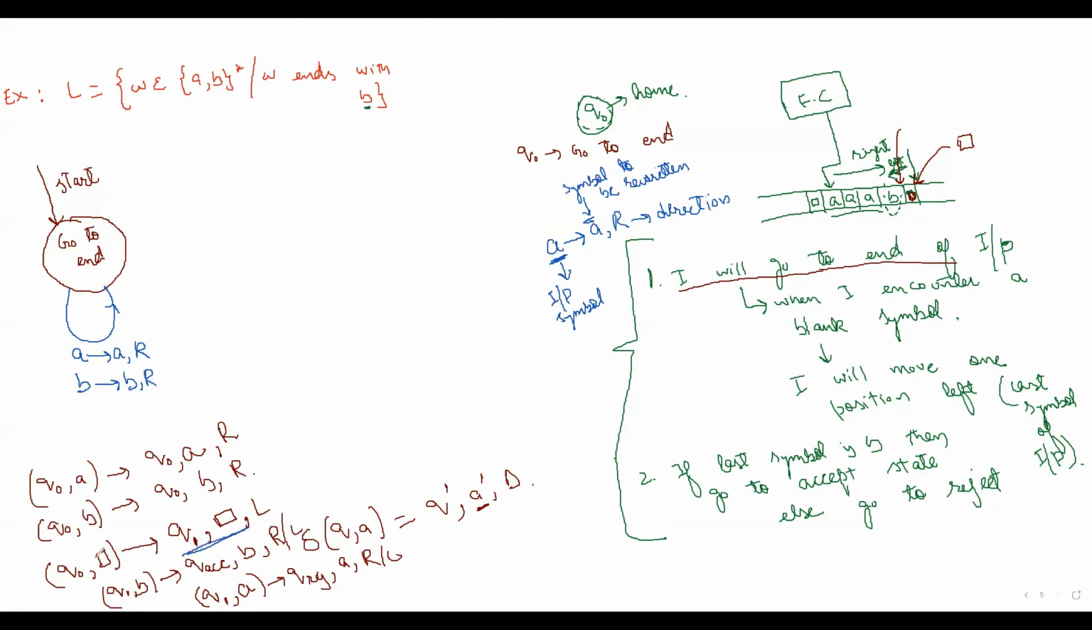means on Q0, I am seeing blank. Now what is the input symbol? The input symbol is blank. Blank means that I have reached the end. Okay. So I should rewrite blank and I should move one position left. Now I am in state Q1.